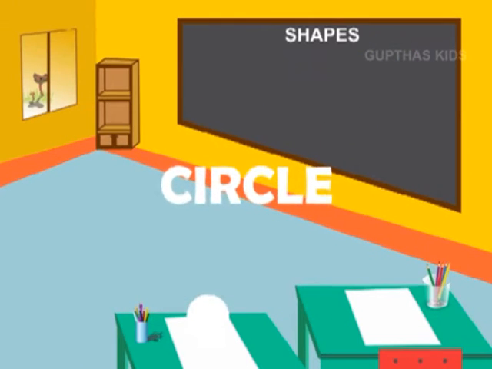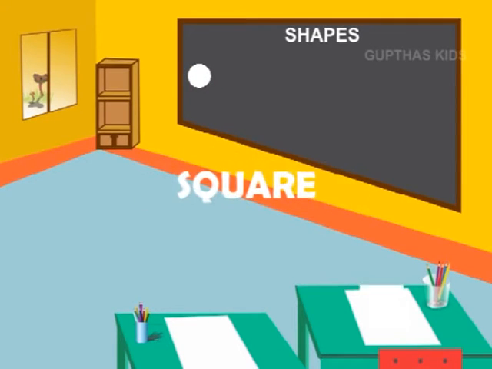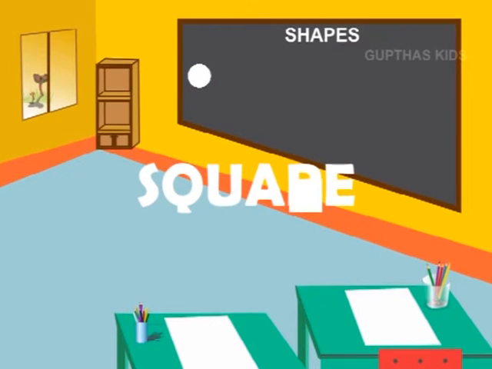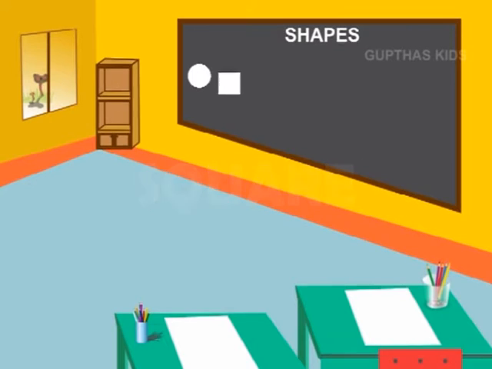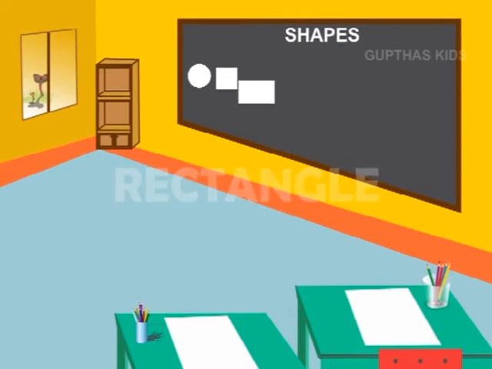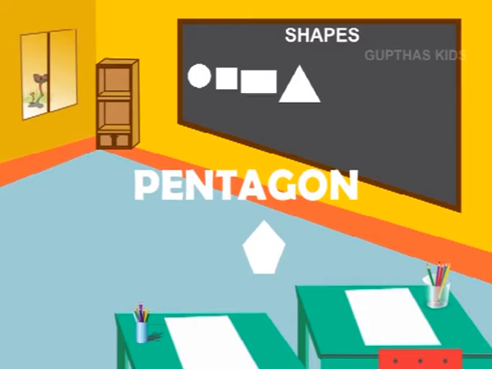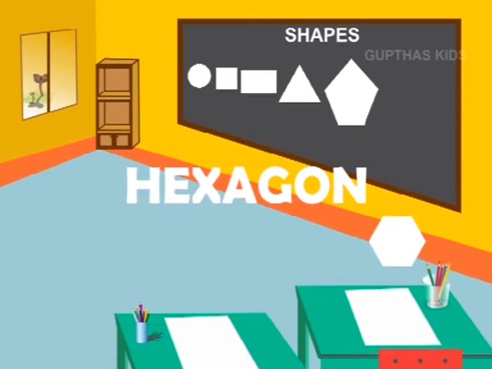Shapes. Circle. Square. Rectangle. Triangle. Pentagon. Hexagon.